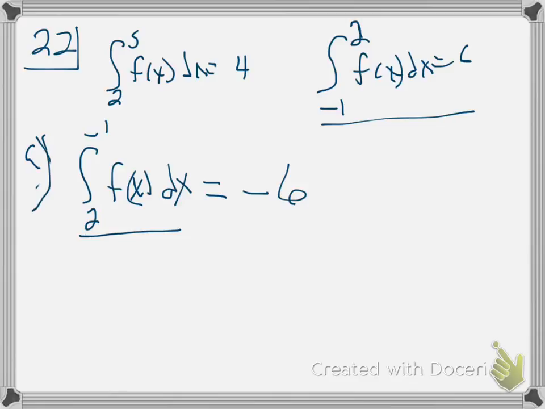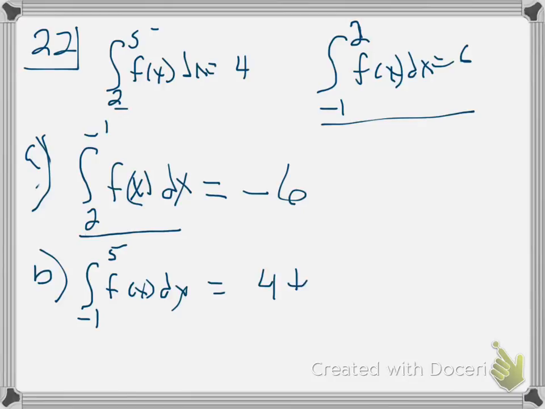For b, it's the integral from negative 1 to 5 of f of x dx. Well, if you look, we go from negative 1 to 2 and then 2 to 5. So what we would simply do is go 4 plus 6 equals 10. Add the two together.